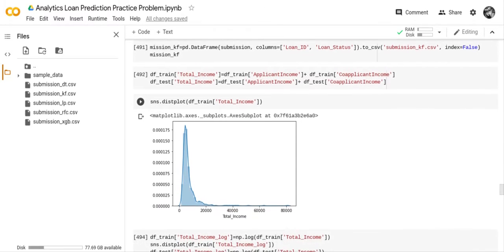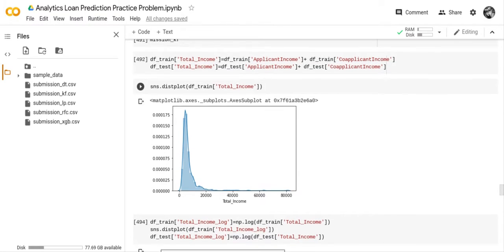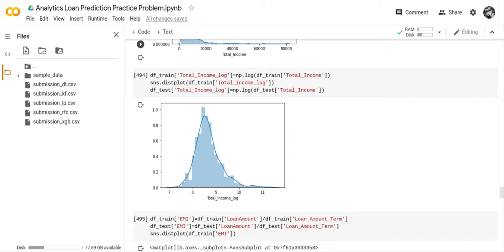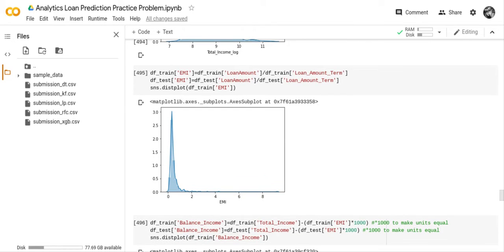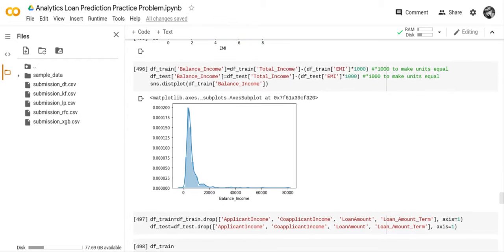The next thing we did was plot another graph of the applicant income and the co-applicant income. Then we plotted a logarithmic graph because it was a little bit closer to the center if it was logarithmic. Then we did another graph on EMI and loan amounts. And we plotted a graph on balance income, total income and EMI.